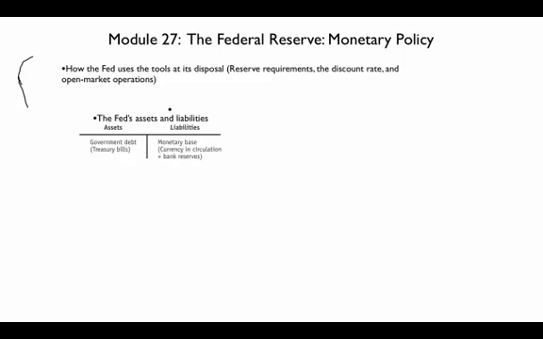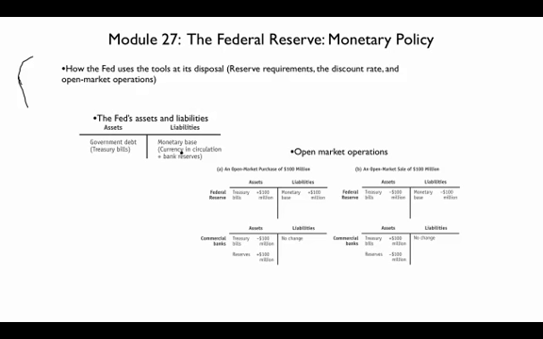Also need to understand the Fed's T account, so assets and liabilities for the Federal Reserve, again, versus a bank. So government debt on the asset side, monetary base on the liability side. You also need to understand open market operations in more detail. So what does it look like when the Fed makes an open market purchase of $100 million? How does it affect the Fed's assets? How does it affect the Fed's liabilities?